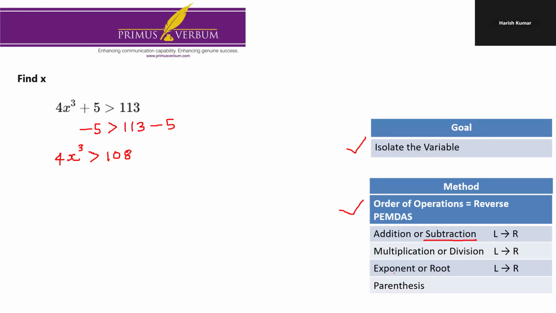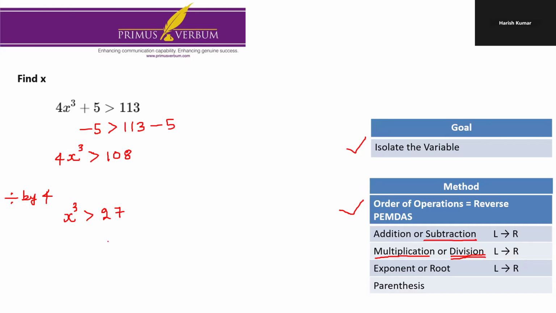Now, the next allowed operation in the hierarchy is multiplication or division. Is there a scope for performing any of these operations to isolate x? Yes, there is, because we have 4x cubed, which is 4 into x cubed, and I can get rid of this 4 by dividing by 4 on both sides of the inequality. So if I do that, I will get x cubed on the left hand side and 108 divided by 4, which is 27, on the right hand side.